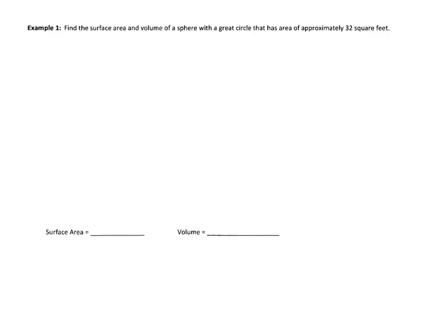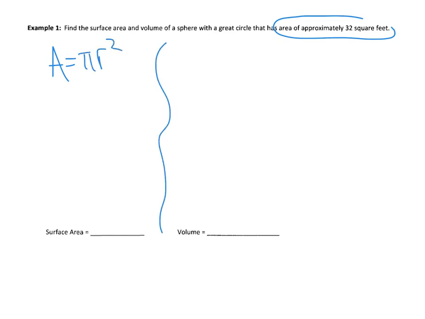Okay, example 1, find the surface area and volume of a sphere with a great circle that has area of approximately 32 square feet. So first of all, we have to find out what the radius of this sphere is. So we're going to start off with area. Area equals pi r squared. After we're done with finding the radius, then we will find the surface area, and then we will find the volume. So 3 parts to this problem.